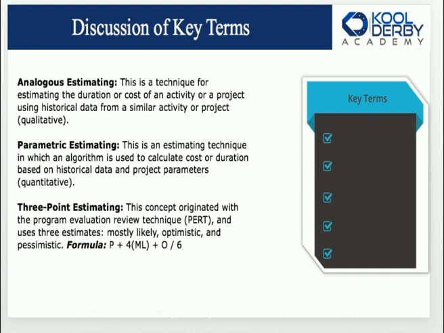And it uses 3 estimates. They are most likely, optimistic, and pessimistic. The formula is the pessimistic plus 4 times ML, which is most likely, plus O, and you divide the whole thing by 6, not just the O. You divide the whole thing by 6. So P is pessimistic. The most likely gets a weight of 4.